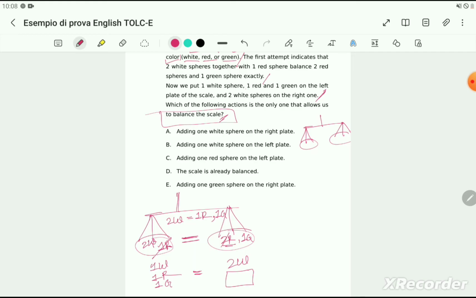So here is, see, here is 2 white already. That means these 2 white actually balanced with these 2, because 2 white equal to 1 red, 1 green. Then what it doesn't have on white, we have to add just 1 more white here, then it would be balanced. So our answer is adding 1 white sphere on the right plate. Yeah, first one. We don't need to read any others. We exactly got the correct answer.